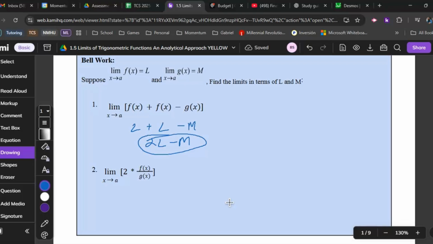Next one here, 2 times f of x over g of x. The limit of f of x as x approaches a is what? 2L over 2M. Close? 2L over M. Yes. Remember, this is not 2 over 2. This is just 2, so it's 2 over 1. So when you're multiplying a fraction, it would just be 2 times the numerators and then the denominators. So 2L over m is the better answer.